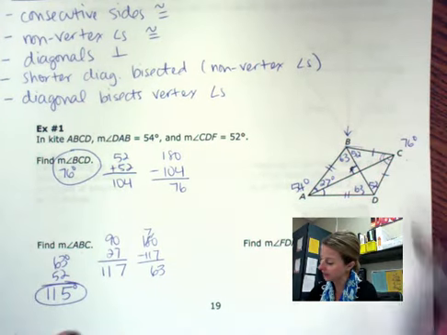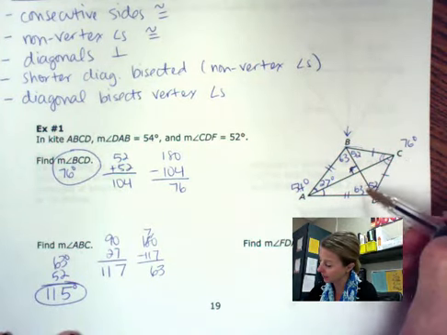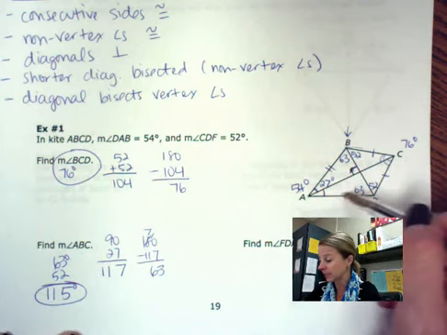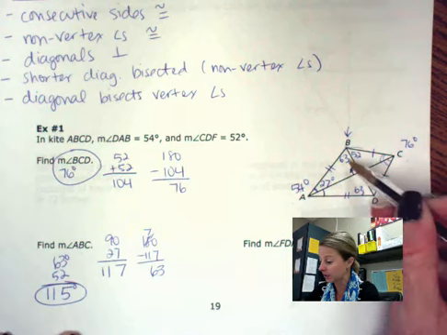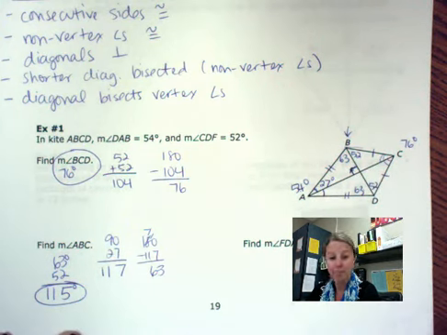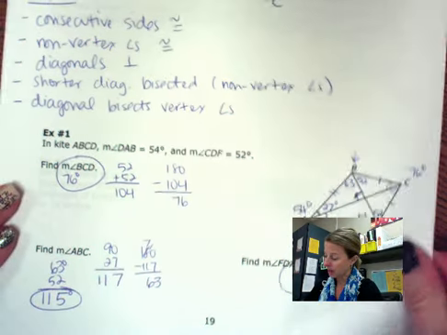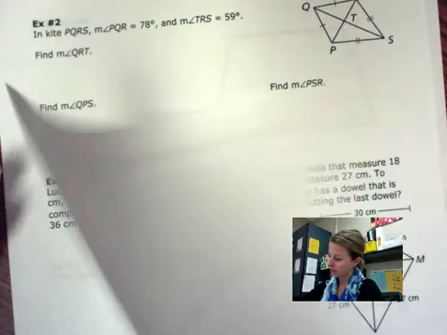Okay, and then finally FDA. FDA is right here, and I've got 63 filled in because in this isosceles triangle over here on the left, these two base angles are congruent. Okay, so 63 degrees. Okay, moving on to the next question.